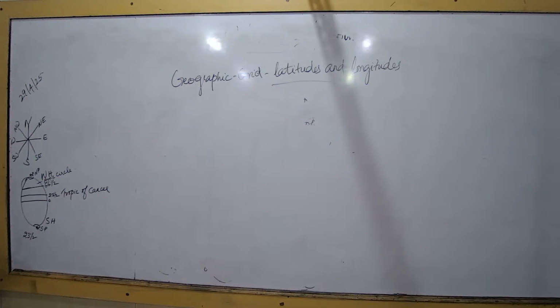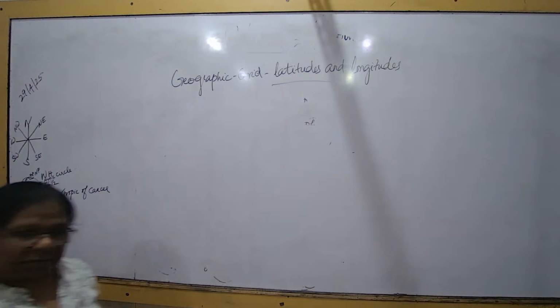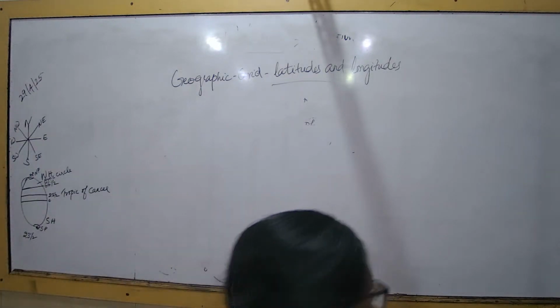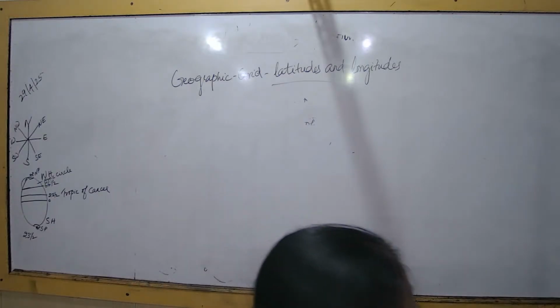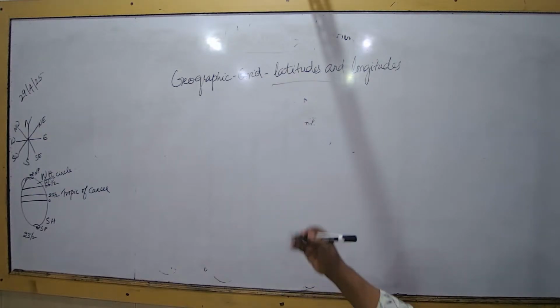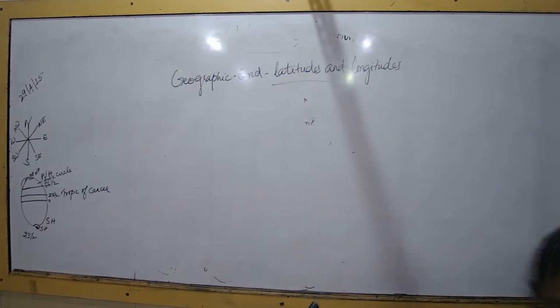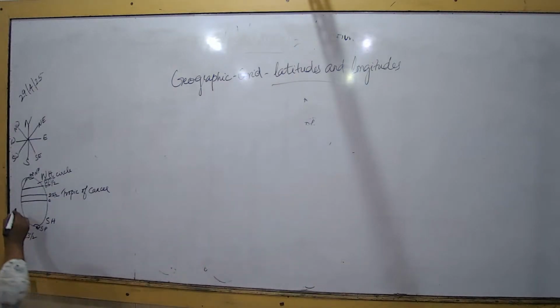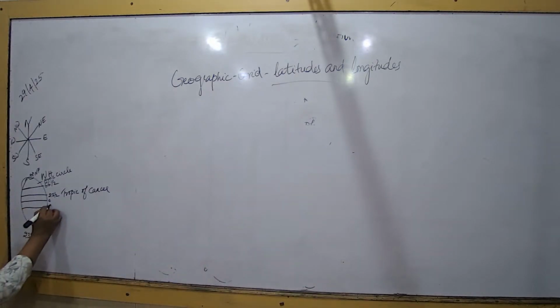So latitudes, how many degrees are there? 180 degrees. You also have to tell. What is the 23 and a half degree latitude called? That is in the northern part. In the southern part, what is the 23 and a half degree latitude called? That is the Tropic of Capricorn.